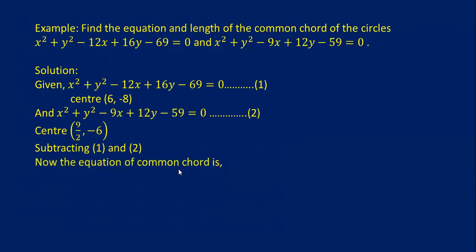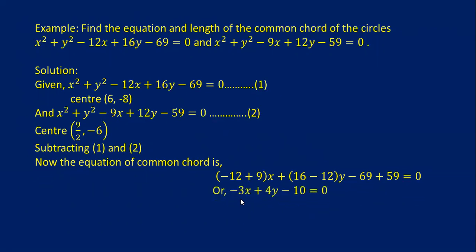Now see, minus 12x plus 9x. If we subtract 1 and 2, that is minus 12x, and minus minus is plus, that is 9x, plus 16y minus 12y, minus 69, and minus minus is plus, that is 59. Then you will get minus 3x plus 4y minus 10 equals 0. Then you will get 3x minus 4y plus 10 equal to 0. This is the equation of the common chord.